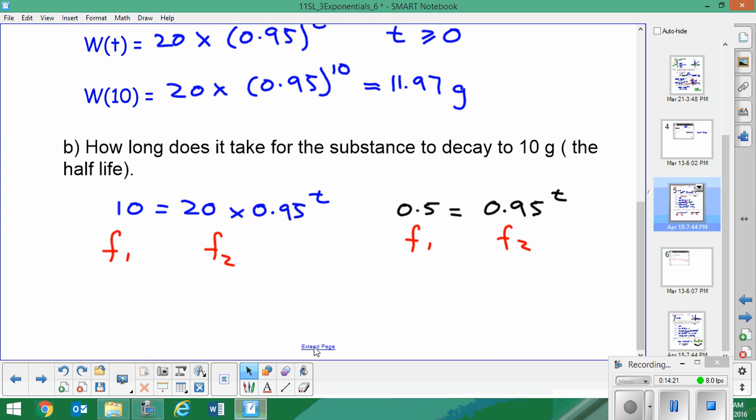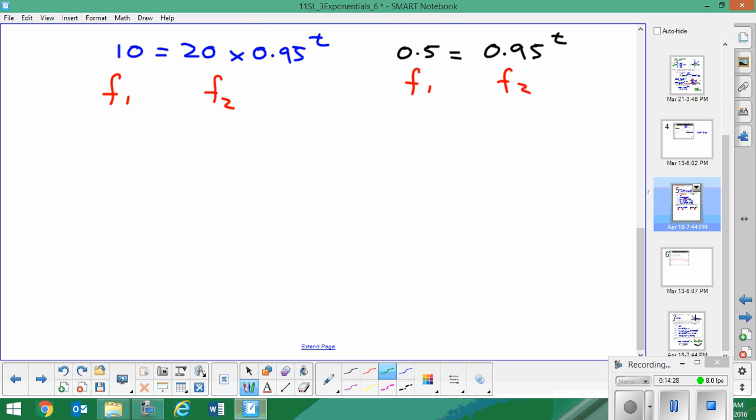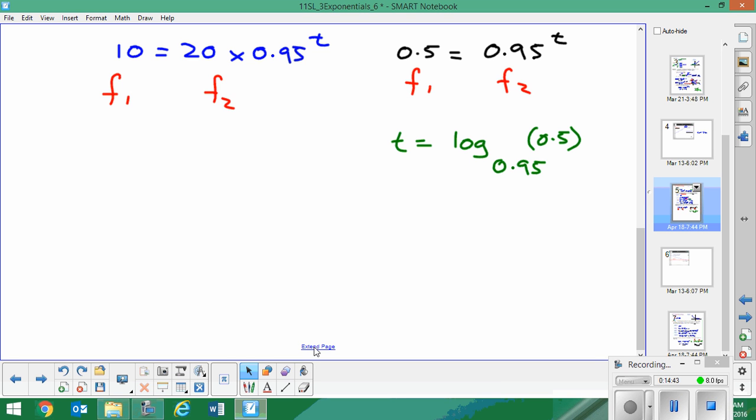Otherwise, when we come to looking at logs, and I'll put this in now so that when you get to logs, you'll recognise this as you study your notes, t will also equal log to the base 0.95 of 0.5. Anyway, if it doesn't make sense at the moment, if you haven't ever seen logs, don't worry, we'll spend a whole few weeks working on that. At the moment, not too concerned.